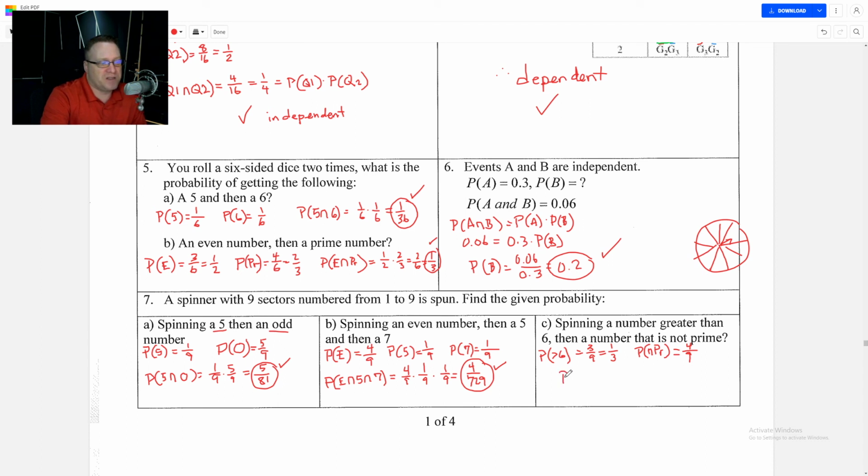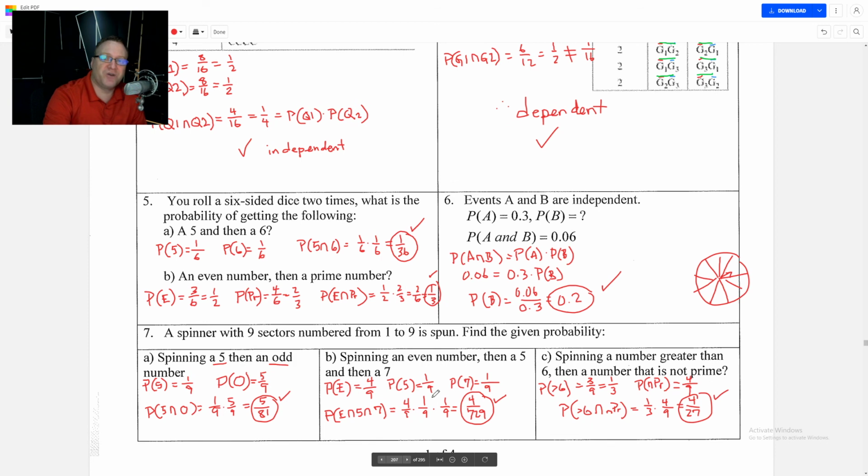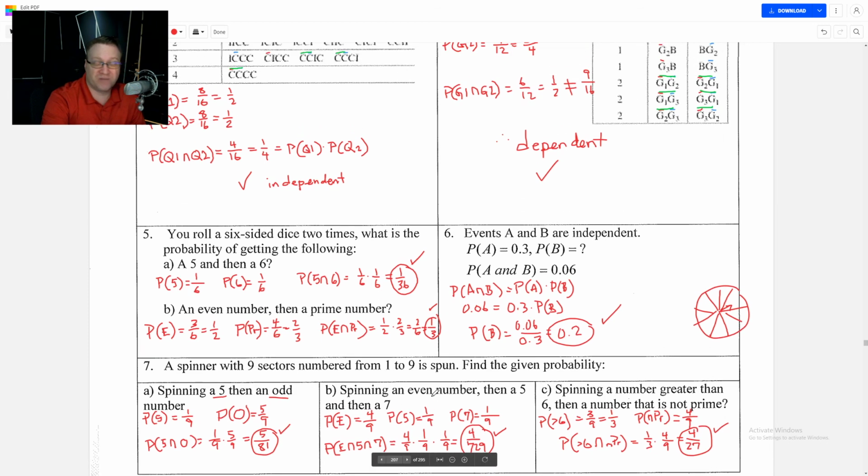So then what is the probability that we get greater than 6 and not a prime number? Well, that probability is going to be 1/3 times 4/9, which is going to be 4/27. All right? And that's our answer. Okay, so that's how we do these problems. They're pretty easy, not too hard, all right?